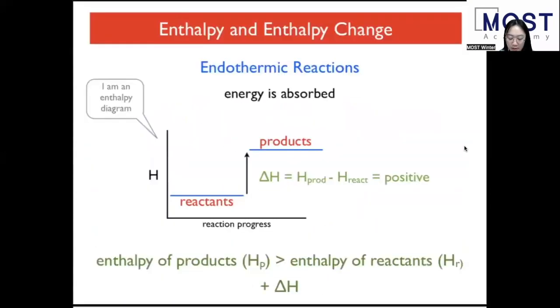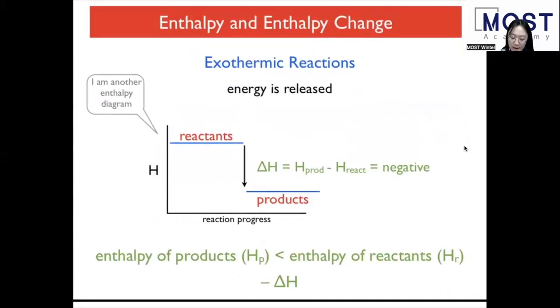So let's look at enthalpy change in endothermic reactions. Endothermic reactions are reactions that absorb energy, right? Therefore, the energy state of the products is higher than the energy state of the reactants. So delta H will be positive, right? It will be going up. The energy of the products is greater than the energy of the reactants, and we note this by the positive delta H.